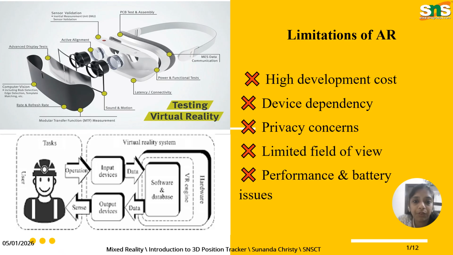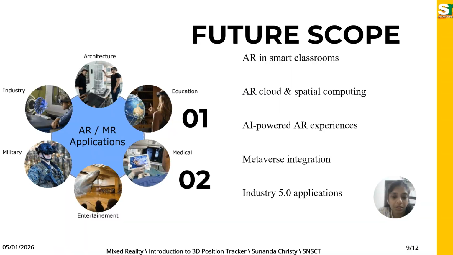And here we have a few limitations in AR. It has high development cost and device dependency. It also has a limited field of view, because it is not yet well developed in today's world, and performance and battery life also need to be watched. So these are the future scope for the AR and MR applications.